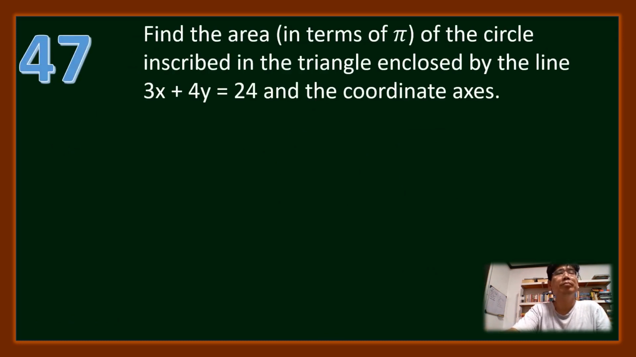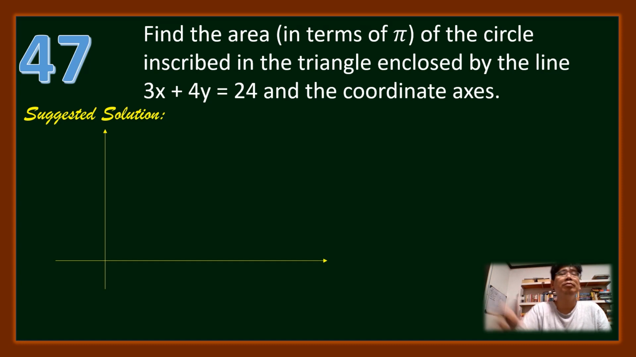Number 47. Find the area in terms of pi of the circle inscribed in the triangle enclosed by the line 3x plus 4y equals 24 and the coordinate axis. Our suggested solution, let us illustrate the triangle and the inscribed circle described in the problem. Let's have the coordinate axis. We have the y-axis and the x-axis. Then the line 3x plus 4y equals 24.